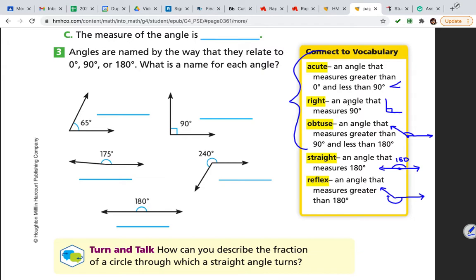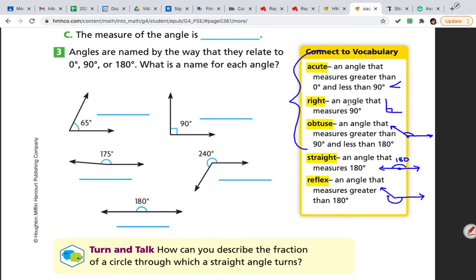If you want to go ahead and start plugging those in, then you can figure out, and then we'll go over it. So if you want to look at number 3, start guessing which one's the acute, right, obtuse, straight, and reflex, then we'll talk about it. All right. So let's look at these.